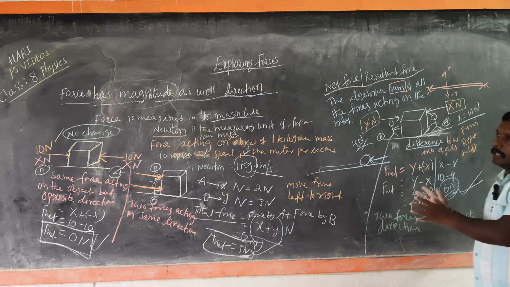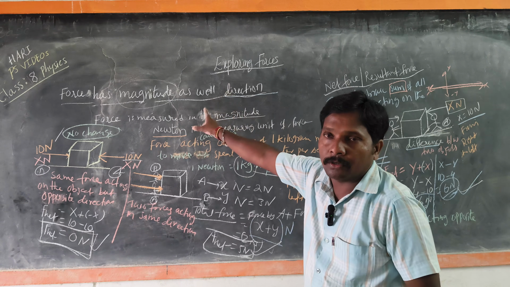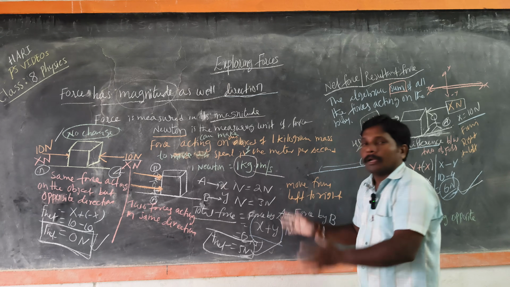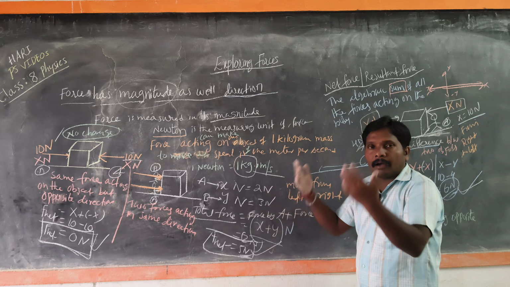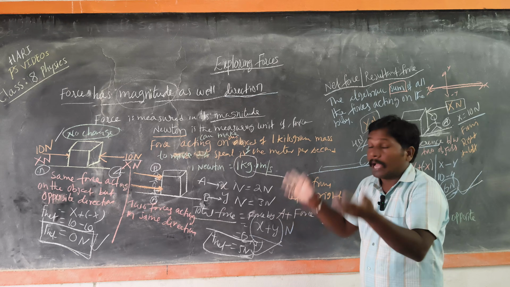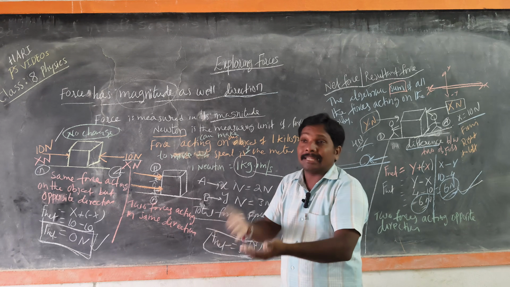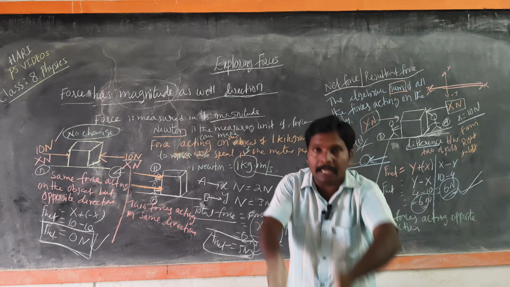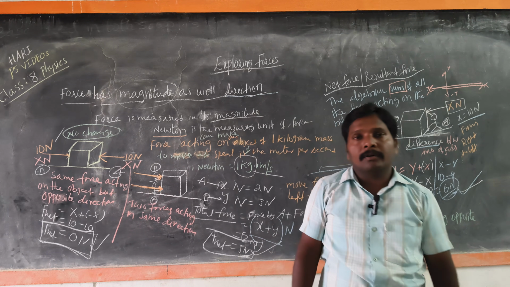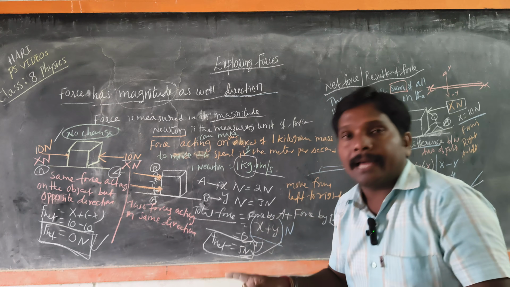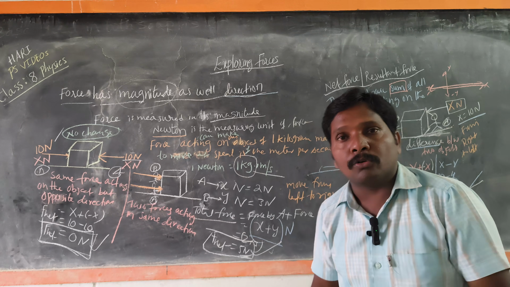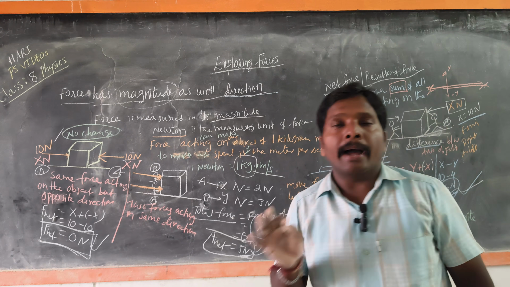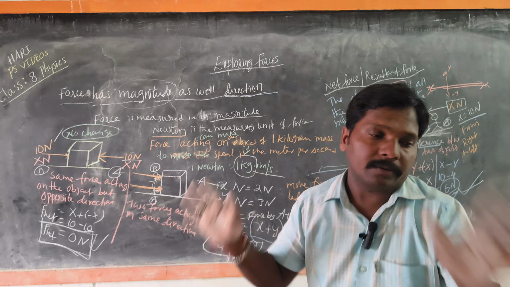From this, we can conclude that force has magnitude. That means it has a number, and we can measure it: 2 Newtons or 3 Newtons or 10 or 5 or 6 or 12 or 20, whatever. As well, we can mention the direction: left to right, right to left, up and down, meaning vertically up, vertically down. So force has both magnitude as well as direction.